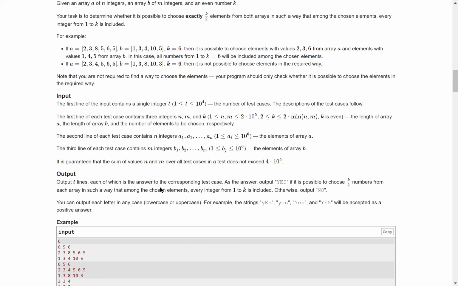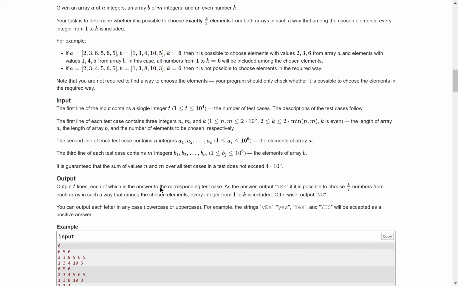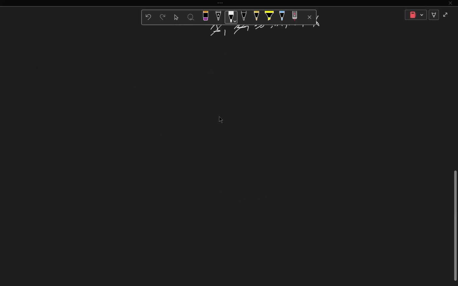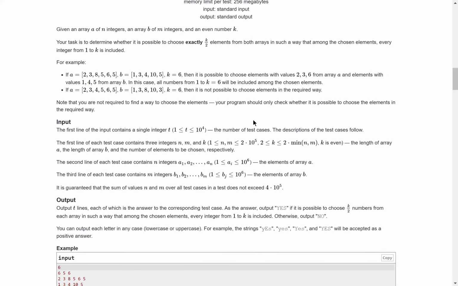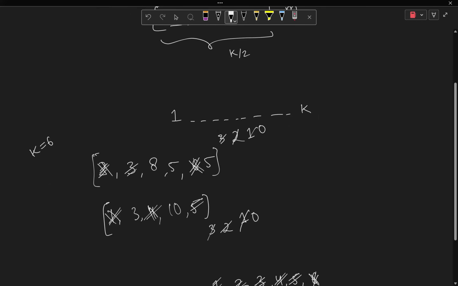So maybe we can try to think of it in a way. But one more thing, k would always be even. K will always be even, so that k by 2 is always an integer, k by 2 and k by 2. Okay.